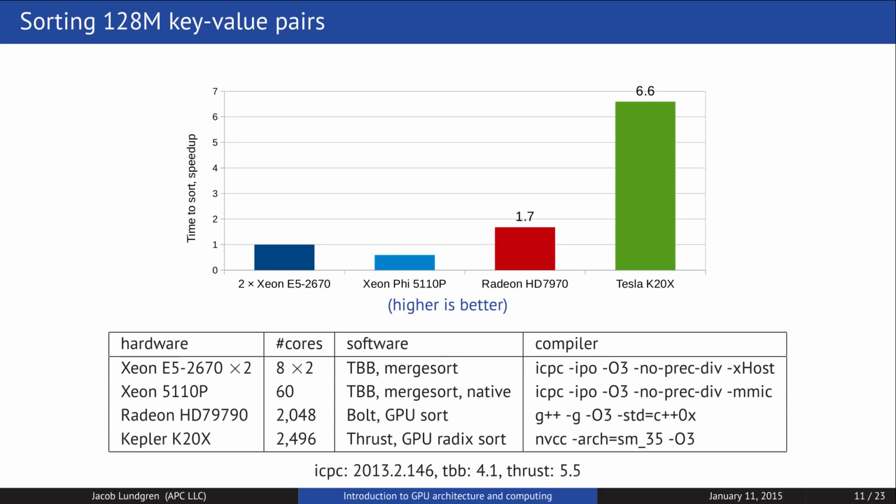Another example that showcases the potential of Tesla K20X GPUs is that of sorting key value pairs. We're again utilizing the same hardware, but even compared to the previous example, the difference is greater. Again, we are using libraries for this.